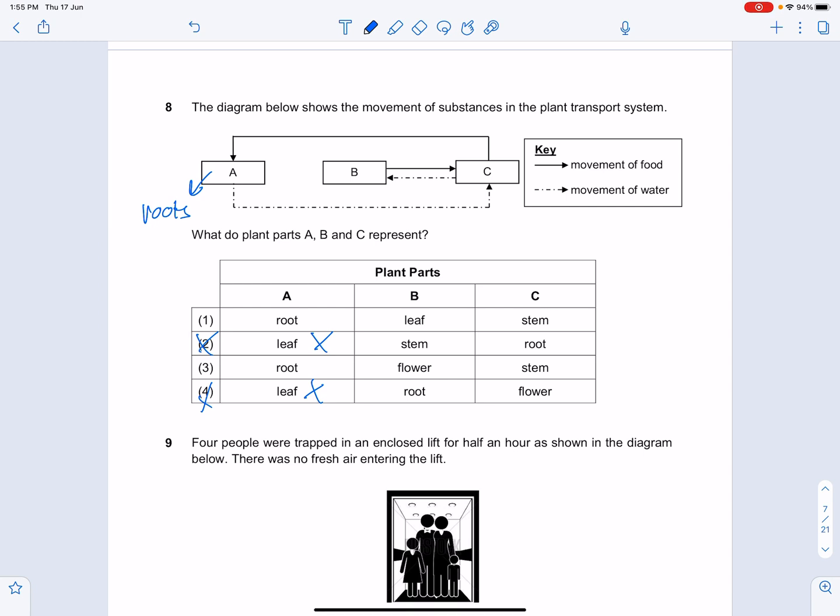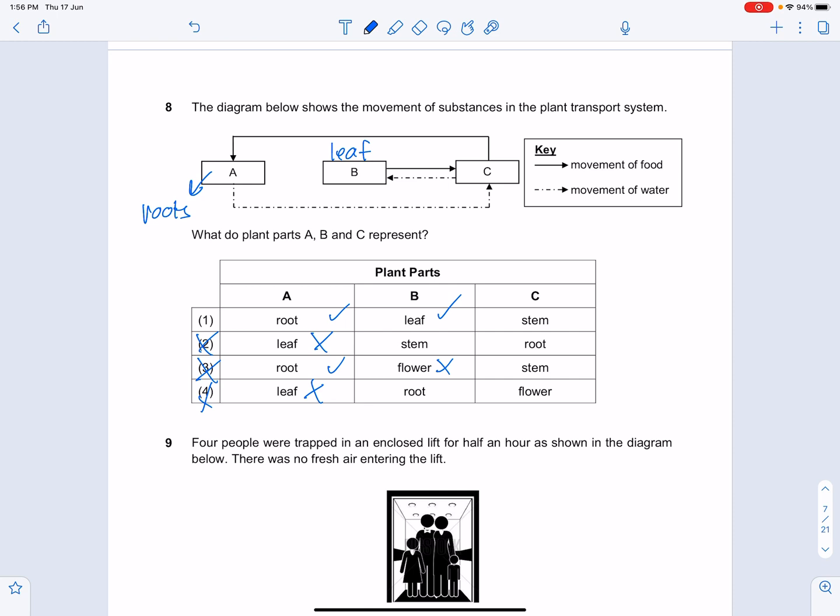The next part I want to identify is my leaves, because for the transport of food, the point of origin would be my leaves, since leaves are the organs of the plant that make food. Food is a solid line, and it ends at A, so I trace backwards. The point of origin is B, and this has to be my leaf. Anything that is not a leaf I can eliminate. Option 3 says B is a flower, so this is wrong. Option 1 says B is the leaf, correct.